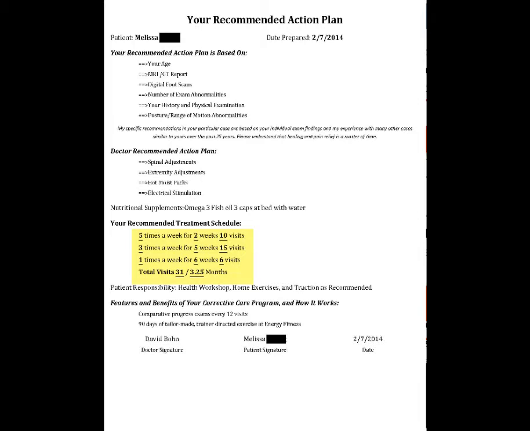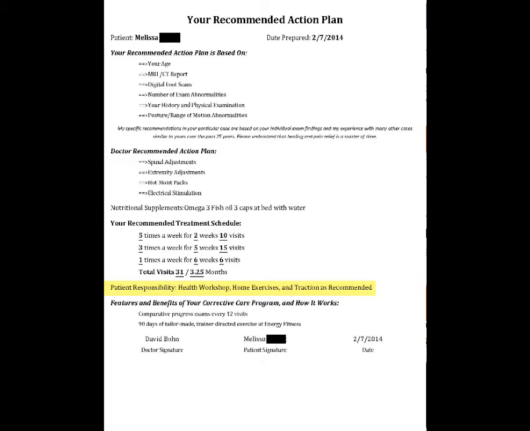And I think to get to a level of maximum improvement in your case, to resolve this for you, I'm going to want to see you about 3 times a week for 5 weeks, and then we'll see you 1 time a week for 6 weeks. So over the next 3.25 months, I'm going to see you 31 times. All right? I want you to come to the health workshop.